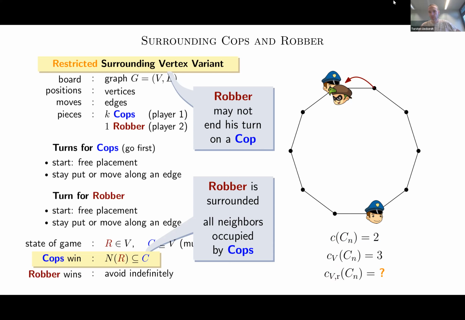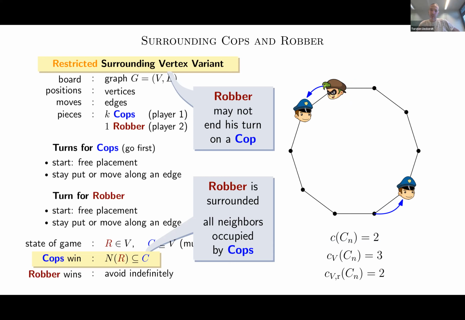So now what is my last question to you? No, I promise. What is the restricted surrounding vertex cop number of a cycle? What do you think? I see some 2s, I see some 3s. Okay, so now it's actually 2.